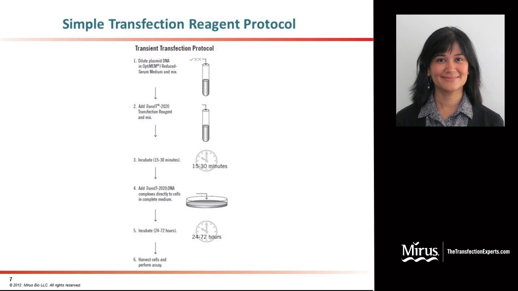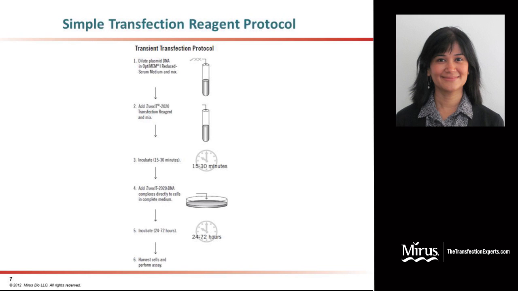It is typically a 5-step quick protocol that involves first the dilution of the nucleic acid to be transfected in serum-free media. This is followed by the addition of the transfection reagent to the mix, letting the complexes form between the transfection reagent and the nucleic acid with a simple incubation of 15 to 30 minutes. Following this, you simply add the transfection complexes directly to cells that are already grown in complete media. Depending on your experiment, you then incubate these cells for as long as required, anywhere between 24 to 72 hours, and harvest and perform your assay.